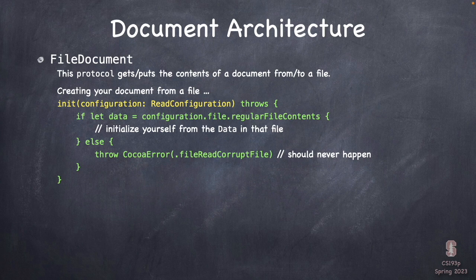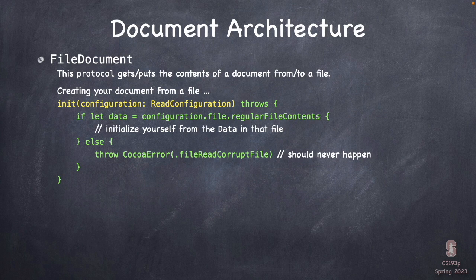Notice that this thing throws. And if for some reason we can't get the regular file contents out of there, we're just going to throw this Cocoa error. Now, we could have made our own little enum for throwing there, file error or something like that. But I'm reusing Cocoa error here just because I think it's an interesting thing to be able to do. If you go look in the documentation for Cocoa error, you'll see there's a whole bunch of Cocoa errors that make a lot of sense that you might want to throw. It's just a convenient way to throw some common errors.